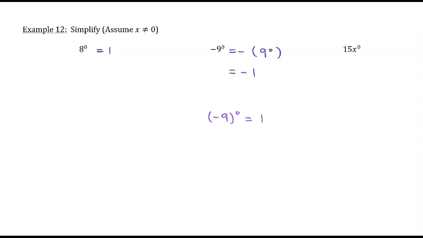Our last one here, we have 15 times x to the 0. X to the 0 is simply 1, so this becomes 15 times 1, or simply 15. Let's move on to our last rule.